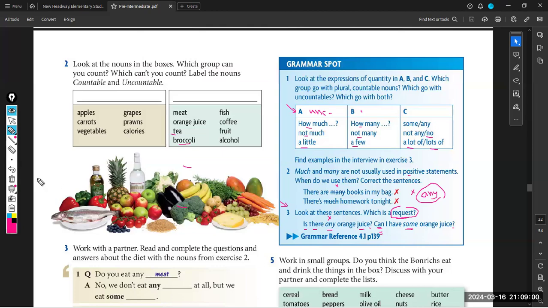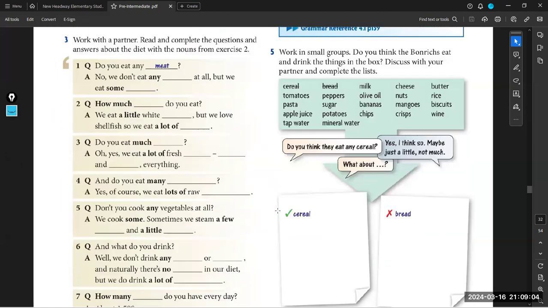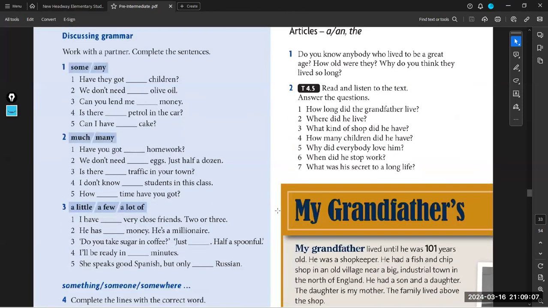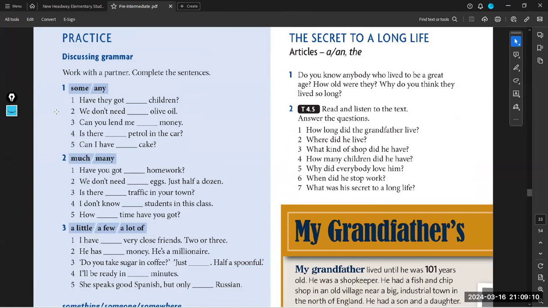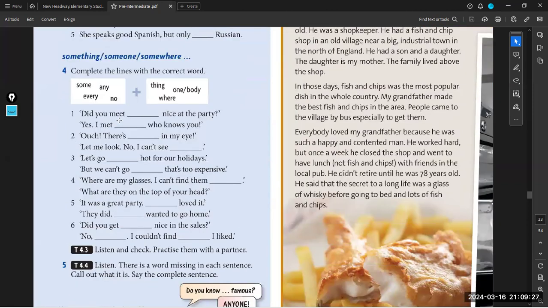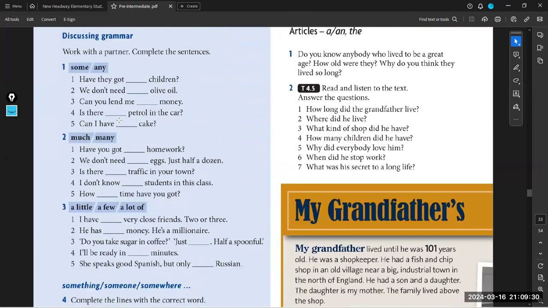Okay, so let's apply this rule. I think we have an exercise down. Let's do it and let's check the difference. Now, the practice page is saying we have to discuss the grammar in this exercise. So complete the sentences using some or maybe any. Number one, have they got any children? Bravo. Do we have a recording? No, I don't have a recording. Okay, recording only for four. Exactly. So have they got any children? Because I'm asking a question. And any with the plural. Children is a plural. I have to use any. So this is correct. Two, we don't need olive oil.